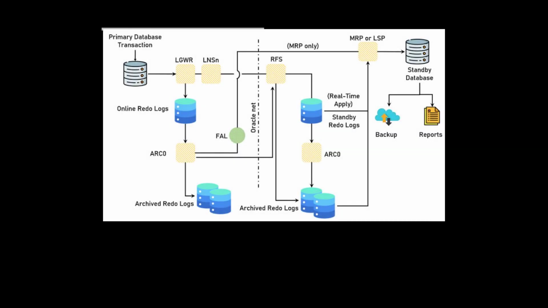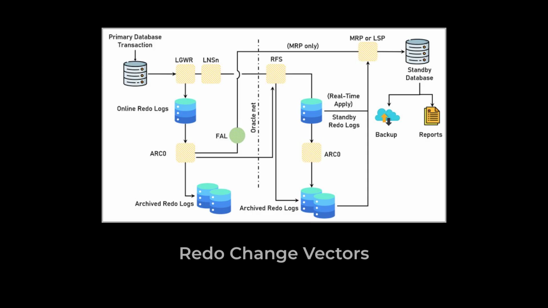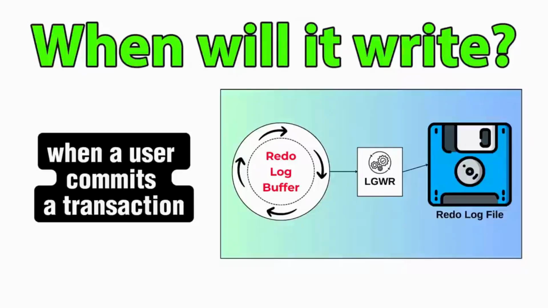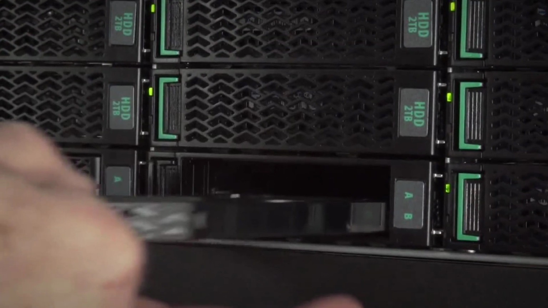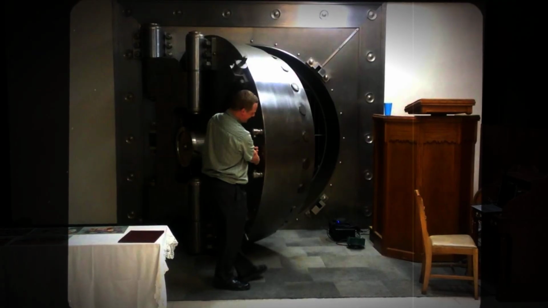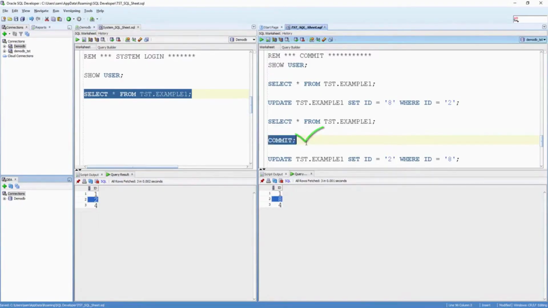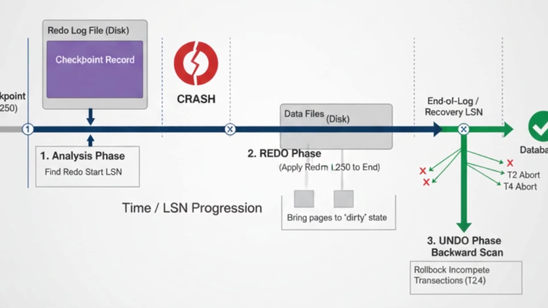Here, Oracle collects change vectors, records of every modification made to data blocks. When a transaction commits, the log writer process flushes these vectors from the redo buffer to the online redo logs on disk. This mechanism guarantees durability. Once Oracle acknowledges a commit, the corresponding changes are safely stored and recoverable after a crash.